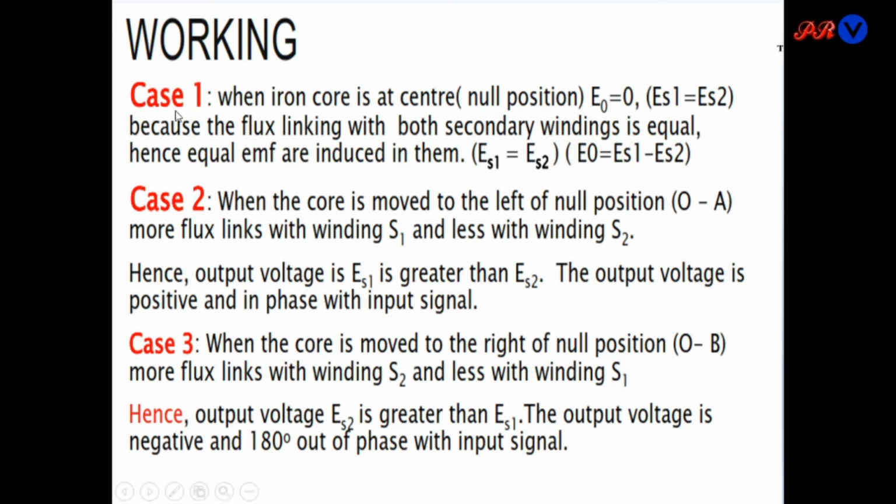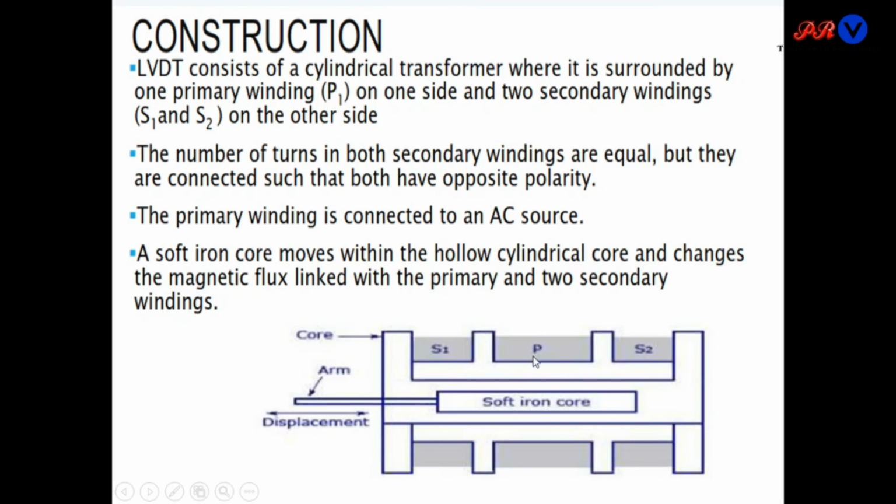Working: case 1, when the iron core is at center, meaning null position, output is 0 as ES1 is equal to ES2, because the flux linking both the secondary windings is equal, hence equal EMF are induced. ES1 is equal to ES2 and output is ES1 minus ES2. So we will get 0 voltage when this is at center.